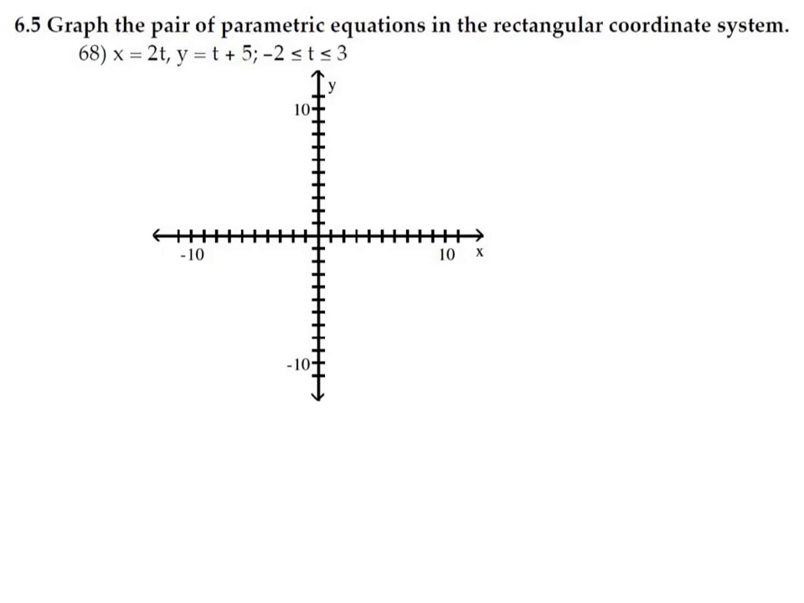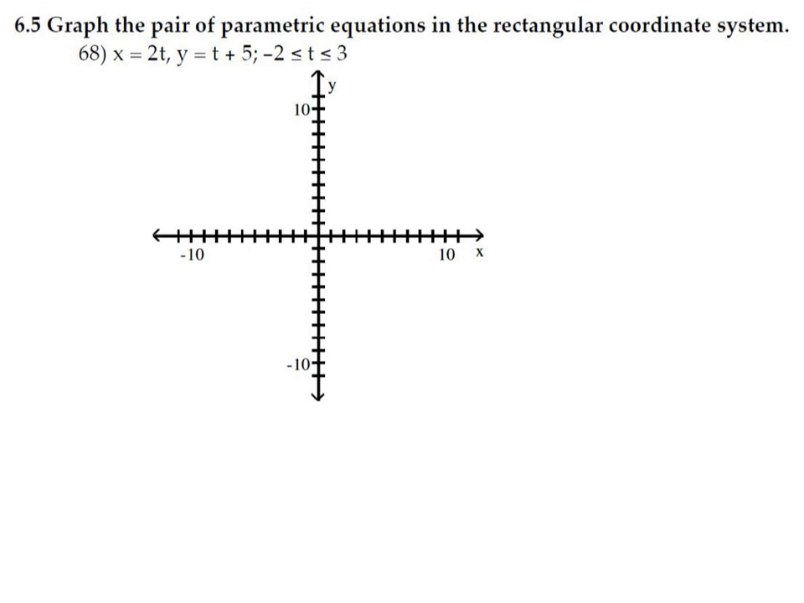Graph the pair of parametric equations in the rectangular coordinate system. We're given x equals 2t and y equals t plus 5, and we're given a domain for t: -2 is less than or equal to t is less than or equal to 3.